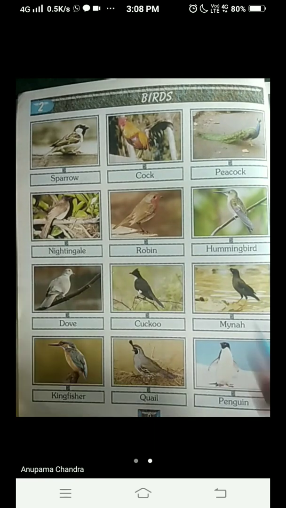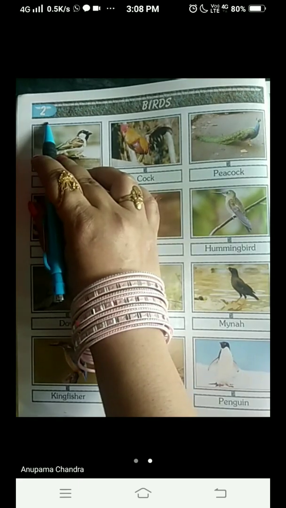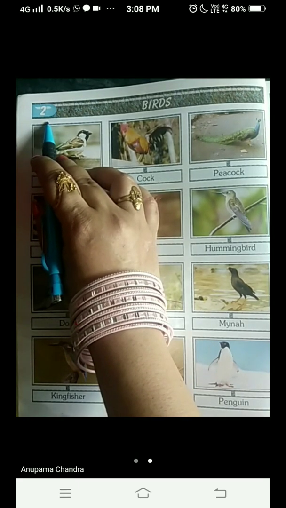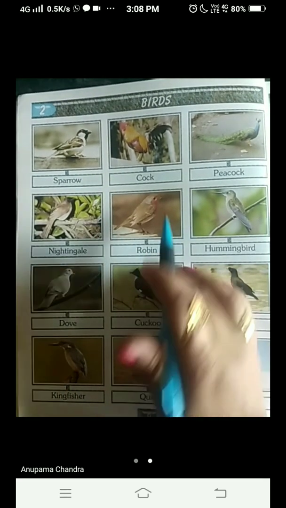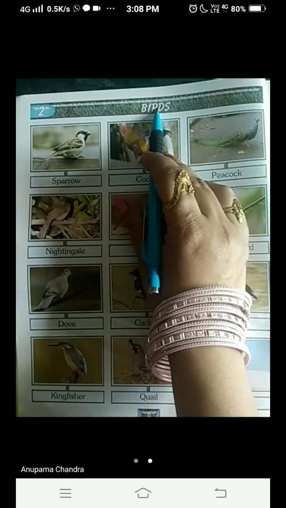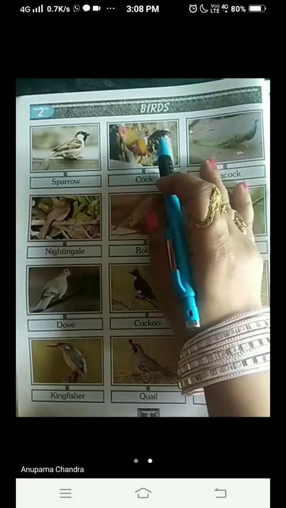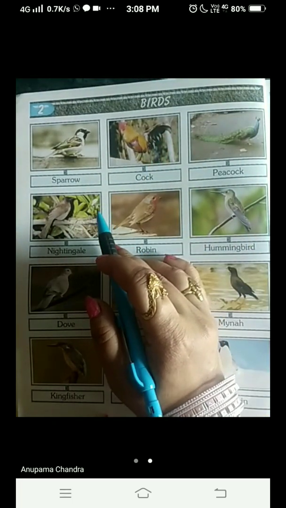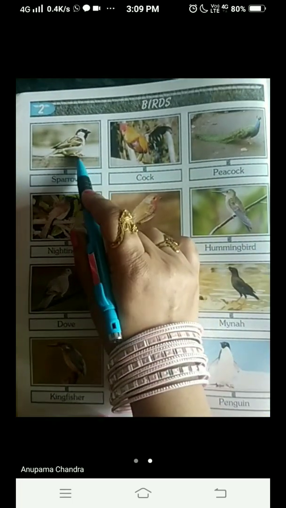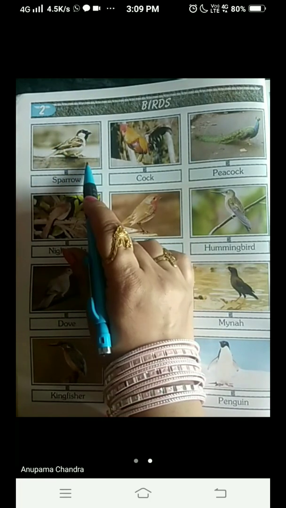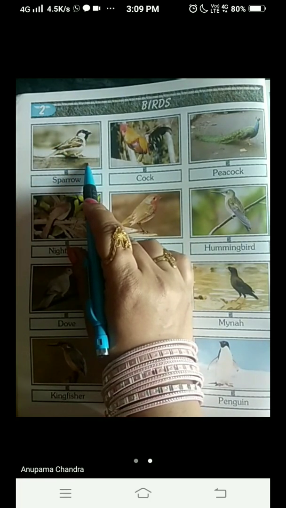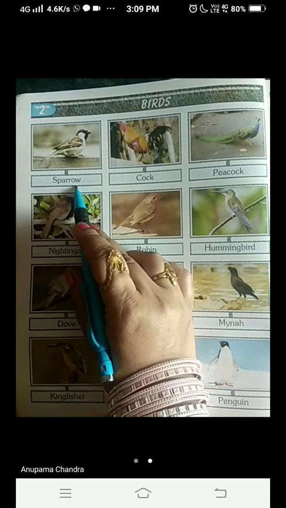Today we are going to do Unit 2 of the book New Fact Finder. This unit is on birds. We are going to have a look at different birds. So children, look at the picture and repeat their names after me. This is the most common bird you will ever find, that is sparrow.